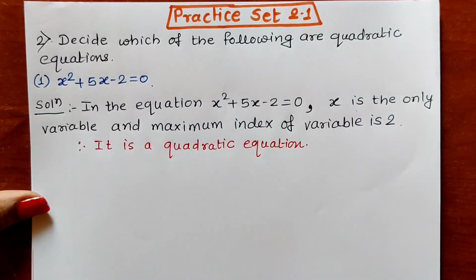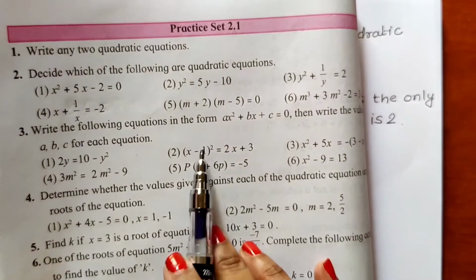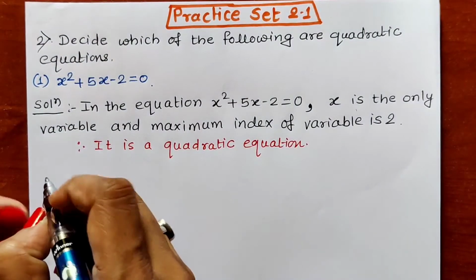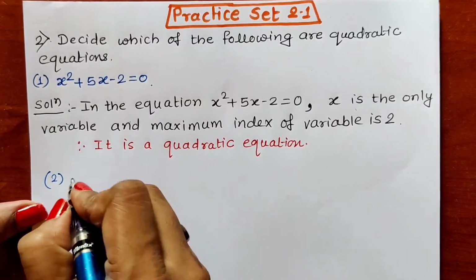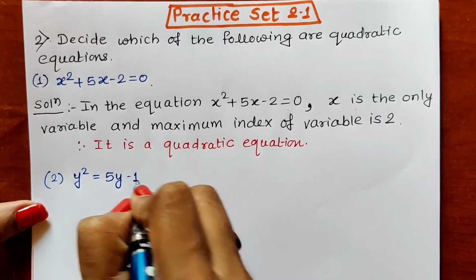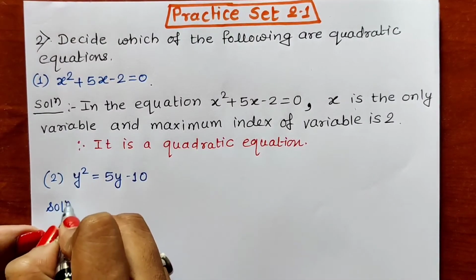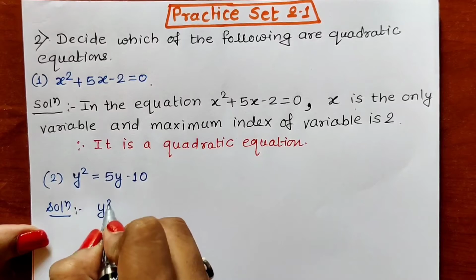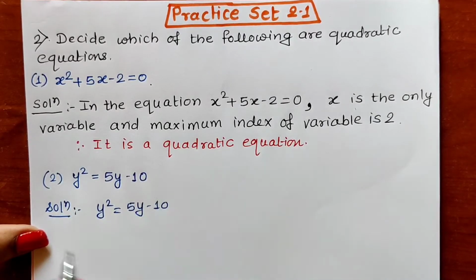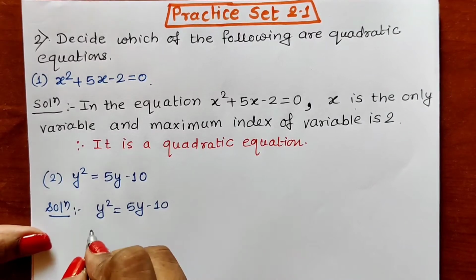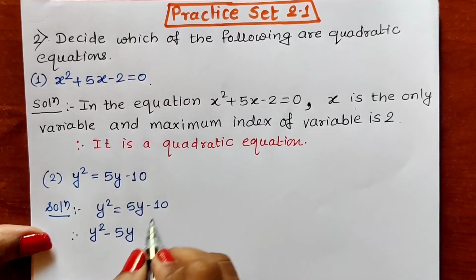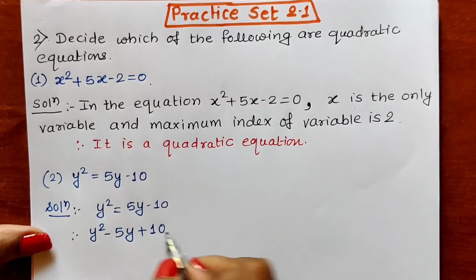Now let us see the second sum. Second sum is y square is equal to 5y minus 10. So let us write it. Y square is equal to 5y minus 10. Solution. These two terms are on the right hand side. Let us bring them on the left hand side first. Therefore y square, this plus 5y will become minus 5y, minus 10 will become plus 10, equal to 0.